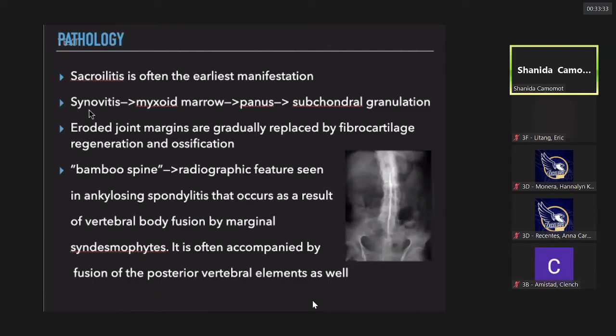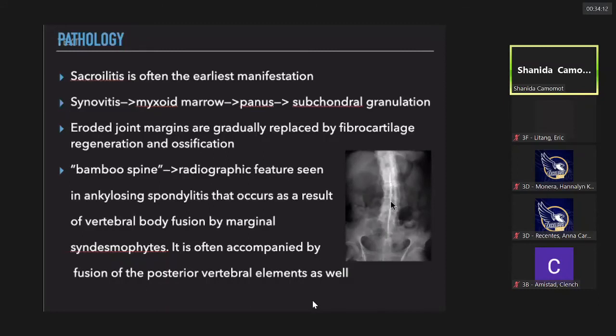It starts with synovitis, then it forms a myxoid marrow, then formation of the pannus, then subchondral granulation. The eroded joint margins are gradually replaced by fibrocartilage, regeneration, and ossification. That's why in the later stage of spondyloarthritis, they will have this bamboo spine. If you look at this vertebra, it looks like a bamboo already. You cannot appreciate the joint space anymore between the vertebrae.